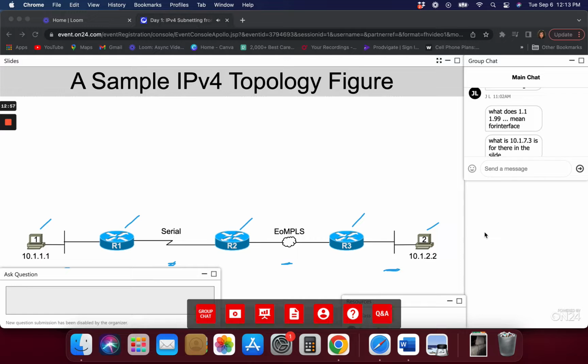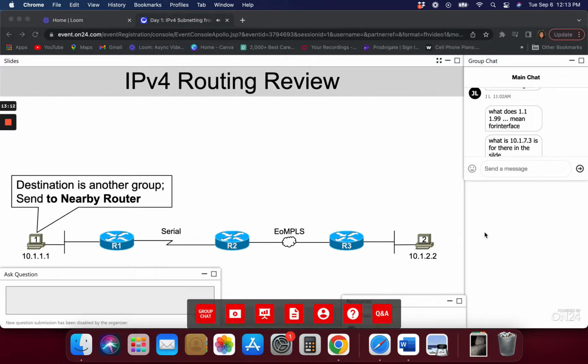All right? So talking about IP routing, hosts think in terms of, hey, if I want to send a packet and the destination is not local, it's remote, send the packet to my default gateway. So here you go. Destination is in another group of addresses. Send it to some nearby router. We call that the default gateway. In other words, send the packet to router R1.